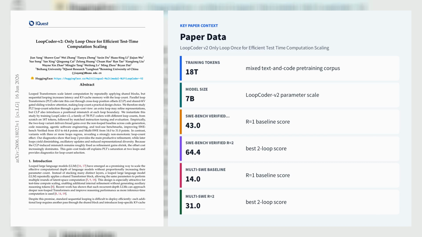Let's explore the second paper, LoopCoder V2: Only Loop Once for Efficient Test Time Computation Scaling. LoopCoder V2, developed by the Beihang University and iQuest research team, studies how parallel loop transformers saturate under different loop counts for test time compute scaling. The paper trains a 7B coder from scratch on 18T mixed text and code tokens and shows a sharply non-monotonic effect.